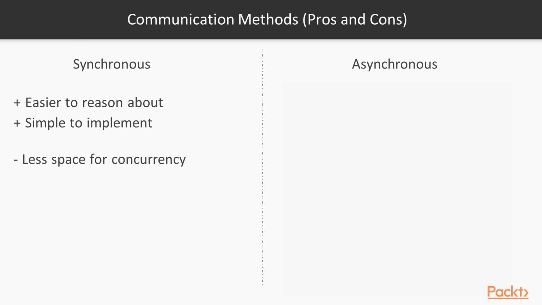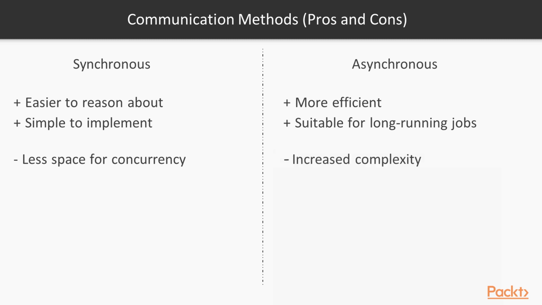On the other hand, the asynchronous model is much more efficient since we are able to leverage parallelism and make a lot of things while waiting for responses from other systems. It's also a very suitable model for long-running jobs, where we are not able to maintain a persistent connection for long periods. However, this model introduces a lot of complexity which can lead to anti-patterns such as the callback hell.